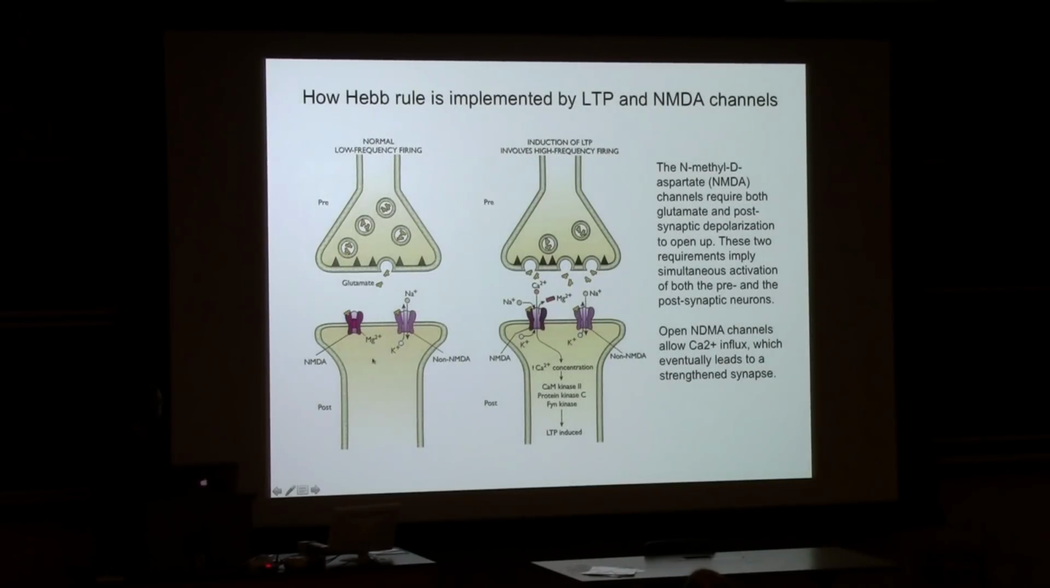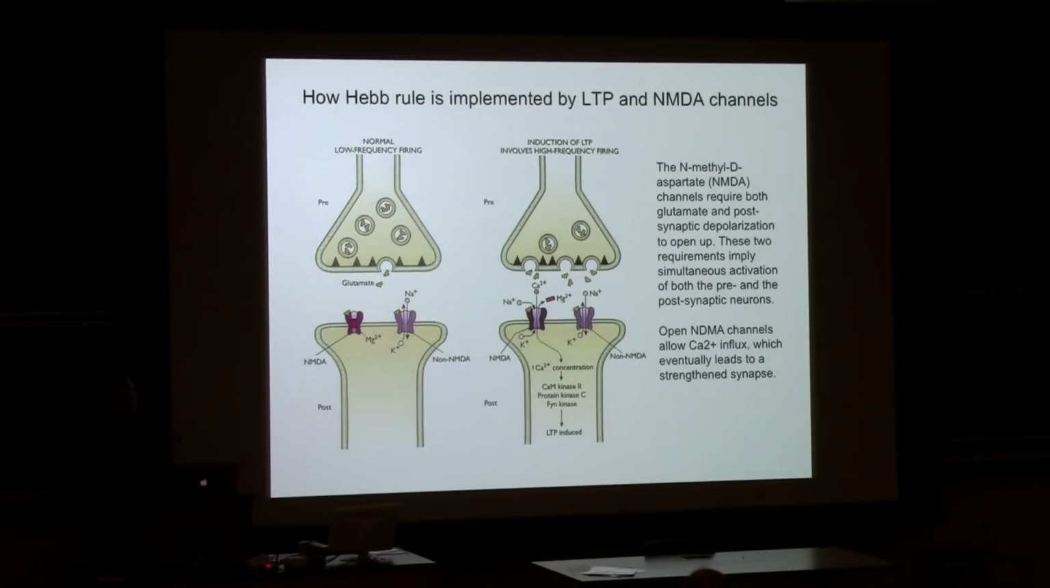Let me look very briefly at all the things implemented by this NMDA channel. The NMDA channel is kind of special because ion channels are usually opened by either some chemical, like glutamate, some molecule, or by, say, a voltage, like a sodium channel or potassium channel. So the NMDA channel is interesting.